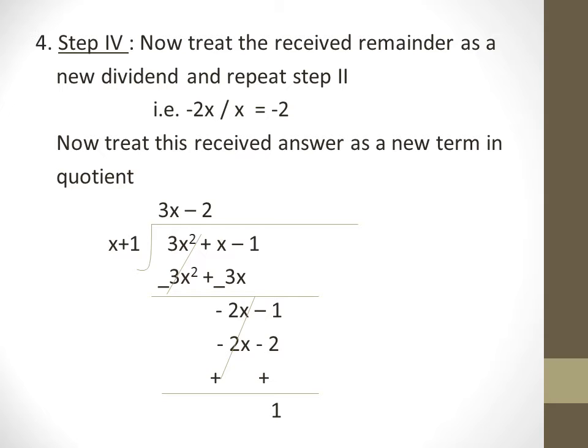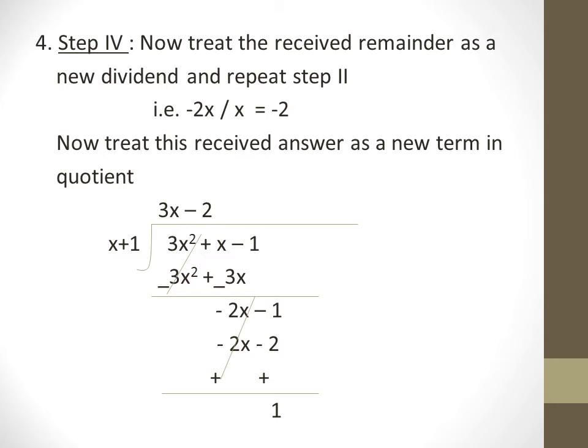Write it below minus 2x of the new dividend. Then multiply this term minus 2 with the second term of g of x, that is minus 2 into plus 1 is minus 2. So write it below the second term of your dividend, that is minus 1. So below minus 1 write minus 2. Now this minus 2x minus 2 we have to subtract from the new dividend. When you do subtraction, minus of minus 2 will be plus. So I have written here a plus sign. Minus of again minus 2 is plus. So I have written here a plus sign.